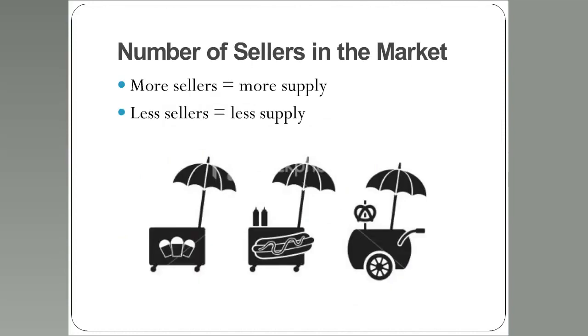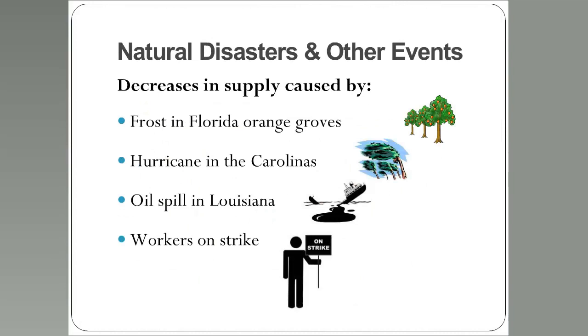As the number of suppliers increases, supply increases. As the number of suppliers decreases, supply decreases. Natural disasters such as storms, hurricanes, earthquakes, tornadoes, and floods have a negative impact on supply. The quantity supplied would be rapidly reduced and the price would quickly rise. Poor weather such as a freeze in Florida orange groves would decrease supply and raise the price of orange juice. A strike by workers decreases supply and raises the price as well.